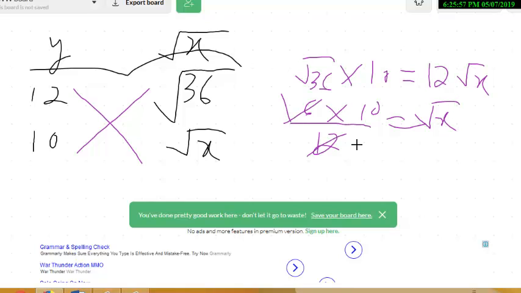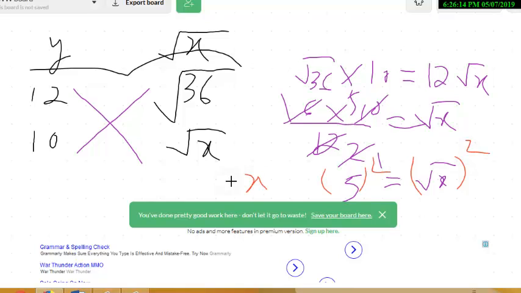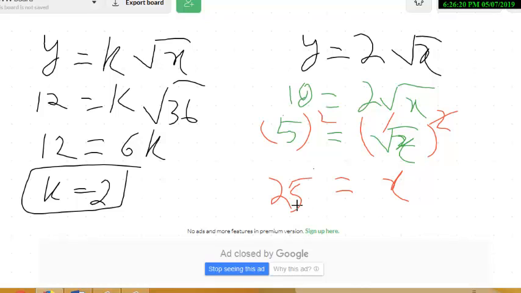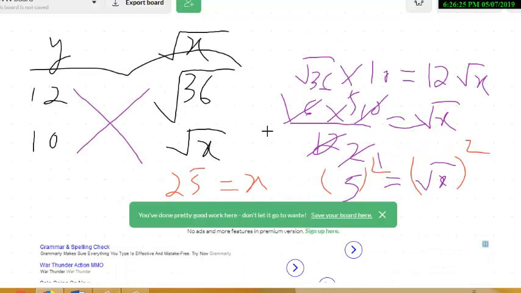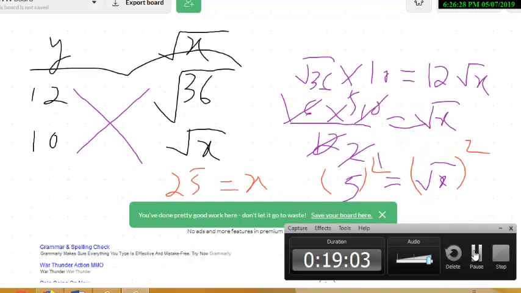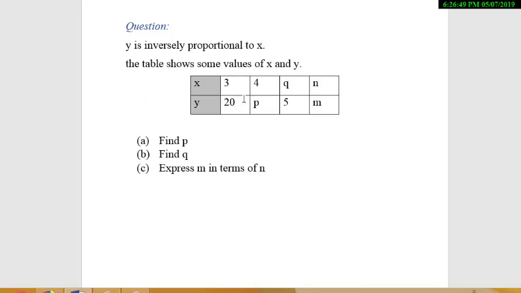Okay, so under root 36 times 10 is equal to 12 multiplied by under root x. Under root 36 is 6, 6 times 10. Okay, and this 12 will come in the denominator, under root x here. So 6 ones are 6, 6 twos are 12, and 2 ones and 2 fives, so under root x is 5. What I will do here, I will take square on both sides. So the answer is x is equal to 25.